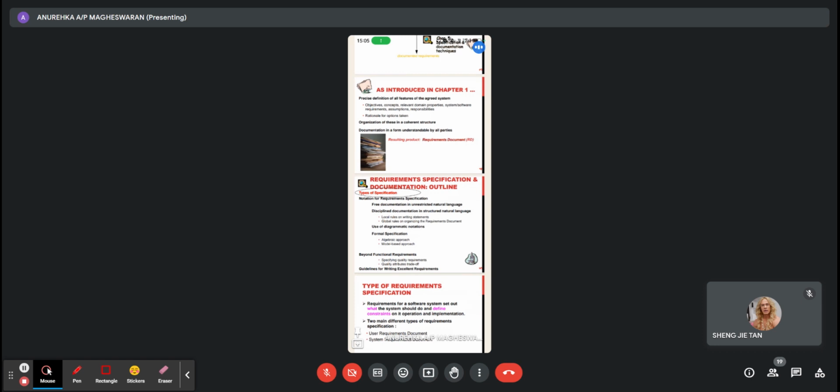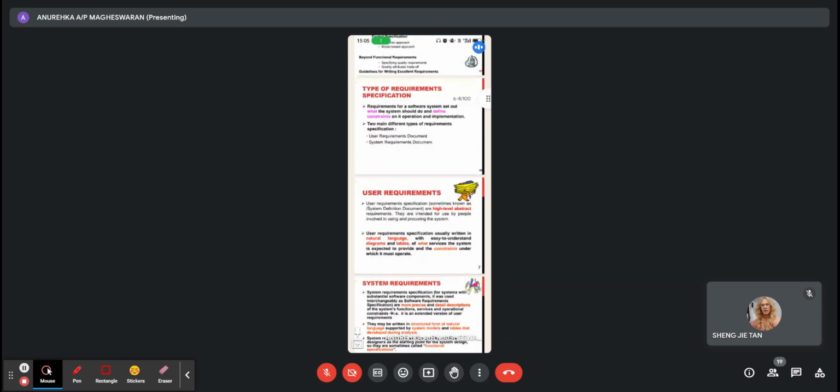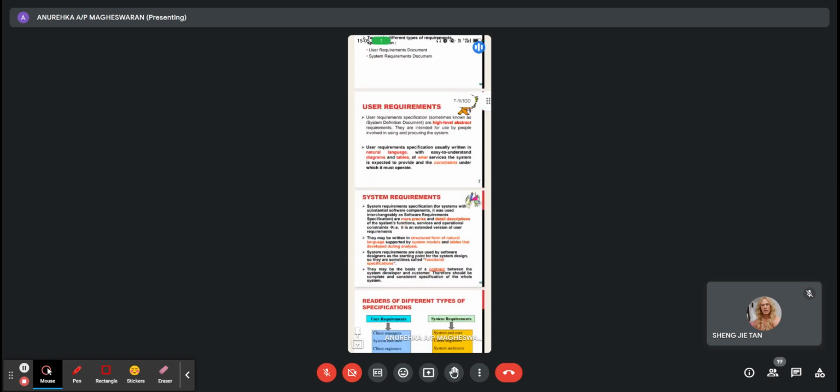So before we look at the documentation, look at the specification. You need to know how to specify requirements in order to document them. I guess you have learned this in software engineering. We have user specification and system specification. Can anyone tell me the difference between user specification and system specification? Any volunteer?